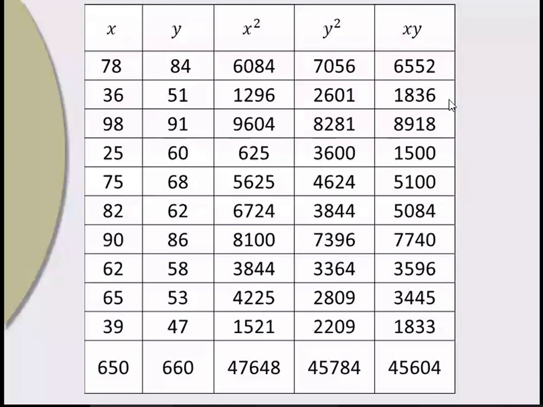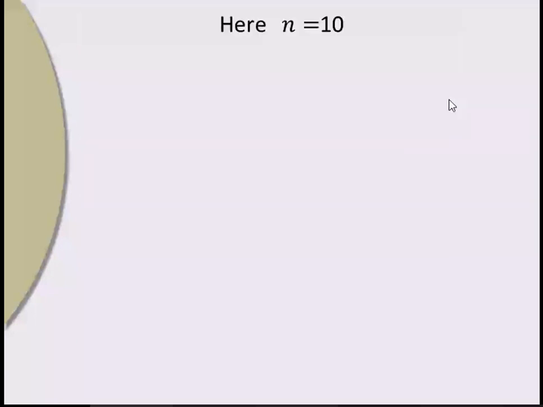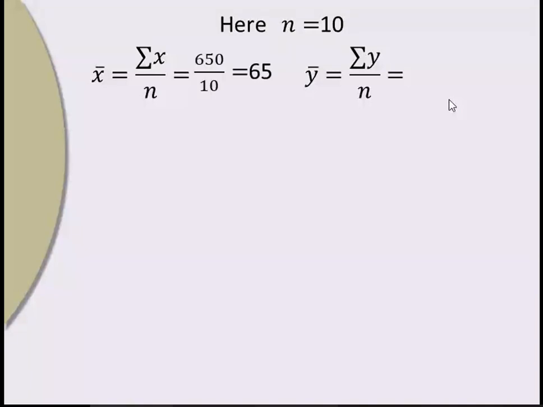Now make use of these summations and put them into the standard formula. So here n is 10, finding x bar and y bar. X bar will be summation x divided by n. Y bar is summation y divided by n. Already we know the summations from the table. So using those values, it will be 650 by 10, that will be 65. Y bar will be 660 by 10, that will be 66.